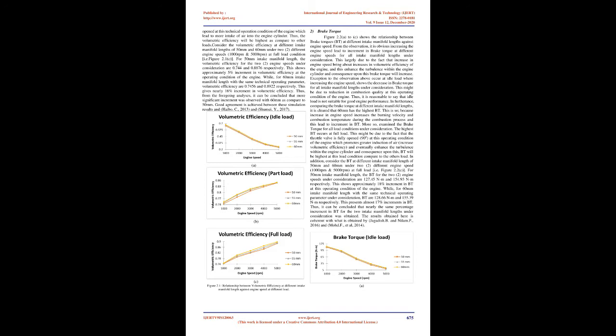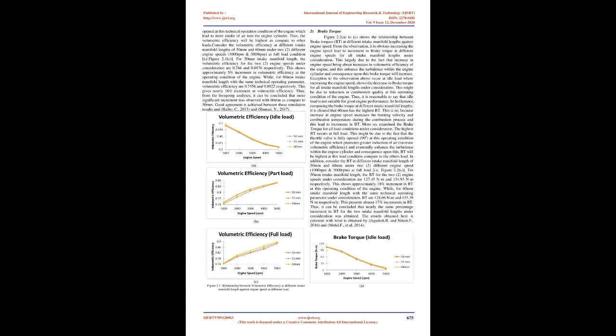More so, examine the volumetric efficiency for all load conditions under consideration. The highest volumetric efficiency occurs at full load, 90°. This might be because the throttle valve is fully opened at this operating condition of the engine, which leads to more intake of air into the engine cylinder. Thus, the volumetric efficiency will be highest as compared to other loads.